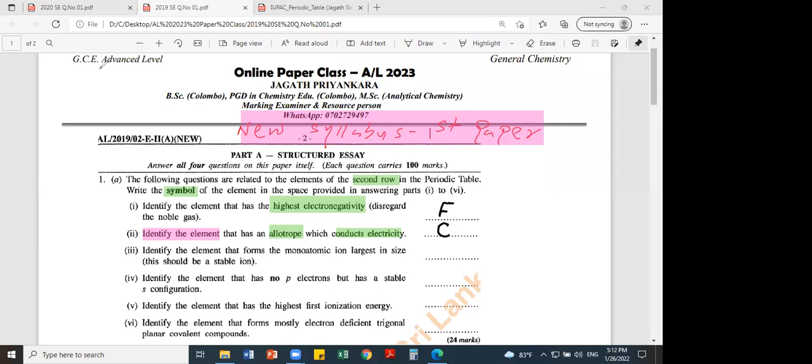Then part 3. Identify the element that forms monoatomic ion largest in size. Okay. Number 3. Can you quickly post the answer? Monoatomic ion largest in size.